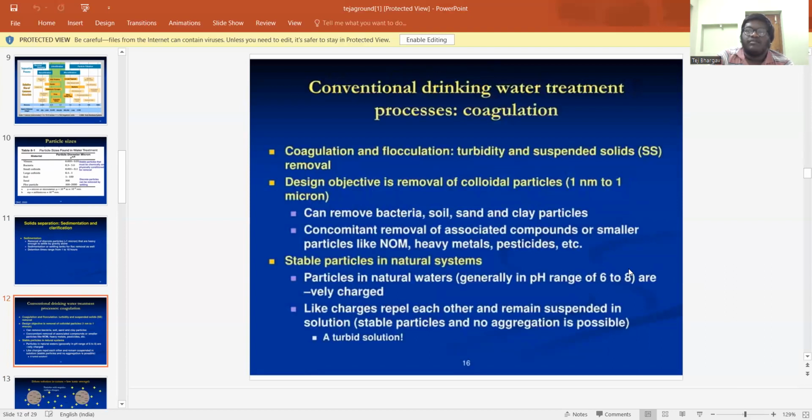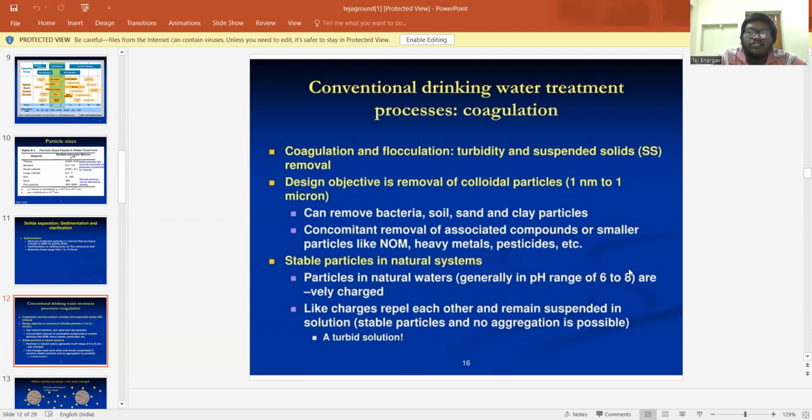The conventional drinking water treatment process is coagulation and flocculation, for turbidity and suspended solids removal. The design objective is removal of colloidal particles from 1 nm to 1 micron. It can remove bacteria, soil, sand, and clay particles, with concomitant removal of associated compounds or smaller particles like NOM, heavy metals, pesticides, etc.